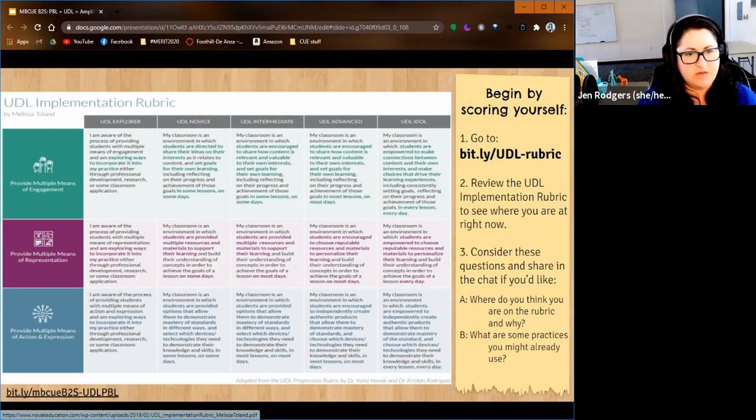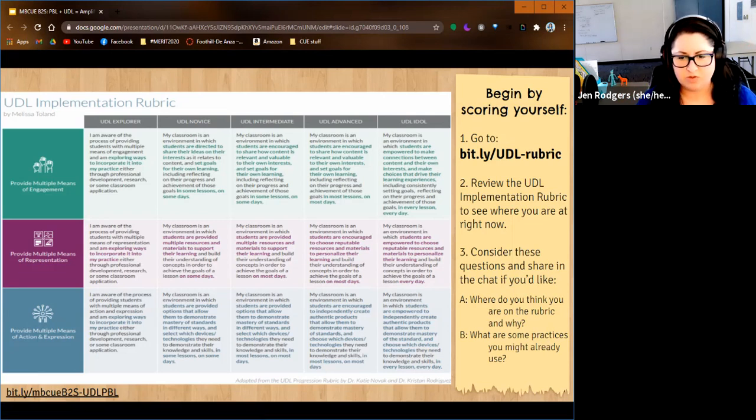But I would like you to take a few minutes to look at this rubric and think about, where do you think you are on the rubric and why? And what are some practices you might already use? And I'm going to add another question in there. As you were looking through this, did you see any ahas? Were there any things that when you were reading, you thought, oh, that looks really important, that was an aha moment for me?